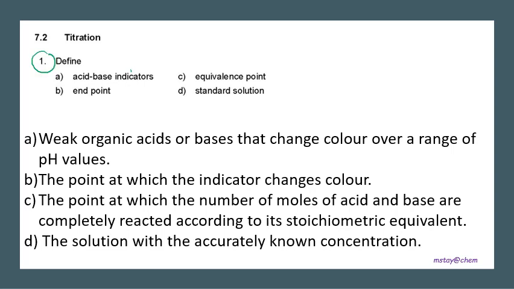Definition for the acid and base indicator. Basically, the indicators are weak organic acids or bases, which will have a color change at different pH values. B is the endpoint, at which the indicator changes color, while the equilibrium point is when the number of moles of acid and base have completely reacted. Last, the standard solution is the solution whose concentration we already know.